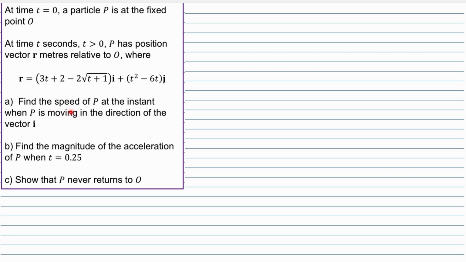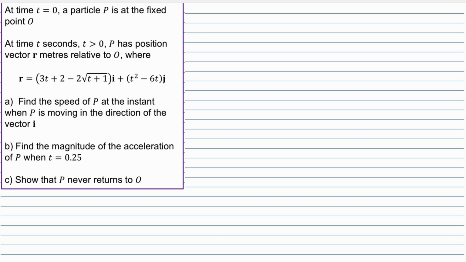We need to find the speed of p when p is moving in the direction of i, and then we need to find the magnitude of the acceleration when t is 0.25. And for part C, we need to show that p never returns back to the origin. So I encourage you to give this question a go yourself. Think about the relationship between displacement, velocity, and time when the acceleration is not constant. You can pause the video and come back when you're ready.